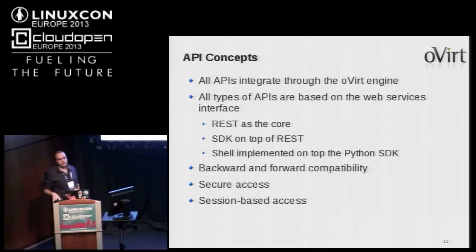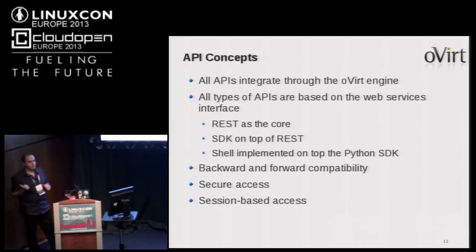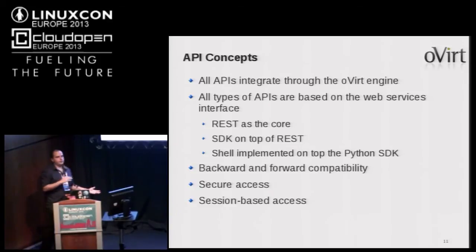Another thing that's very important for us is backward and forward compatibility, so we would be able to use the current API with the current SDK, the current shell, with older versions of the oVirt engine, and also use an older SDK with newer versions. We sometimes break that, but we usually try to keep it as compatible as possible to leave all the options available. And if we're deprecating them, it takes a few versions until they get deprecated.